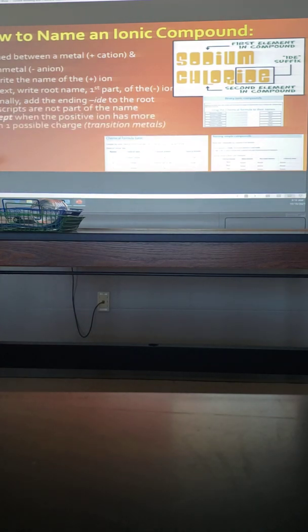Typically we don't include subscripts. We don't care if it's a subscript of 2 or 3 or 4. We don't need the subscripts in the name, except when the positive ion, that transition metal, might have a different number. For us, we're not really going to worry too much about those. That gets a little more complicated, and we don't need to go that deep for an introduction to ionic naming.